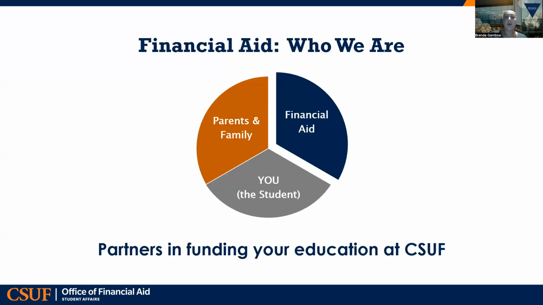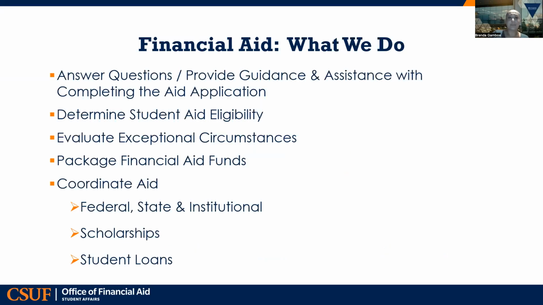So first and foremost, who are we? We are partners in funding your education here at Cal State Fullerton. So you, the student, as well as your parents and family, can assist you with some funding, as well as you have financial aid. So what we do here in the Office of Financial Aid is we answer questions, we provide guidance and assistance with completing the aid application. We determine the student's aid eligibility. We evaluate exceptional circumstances. We package financial aid funds. We coordinate your financial aid, as in federal, state, institutional, scholarships, and student loans.